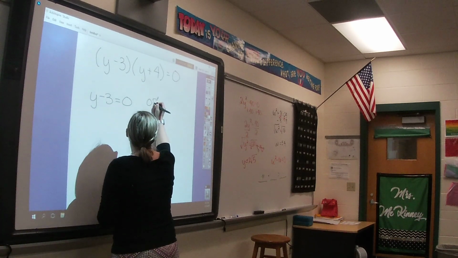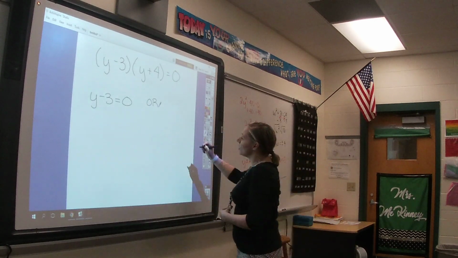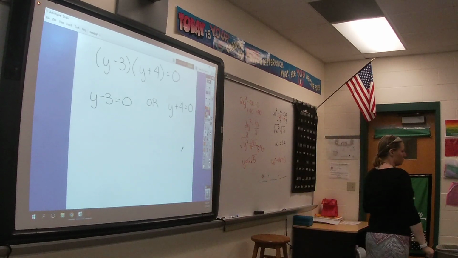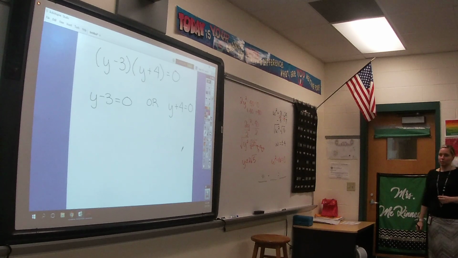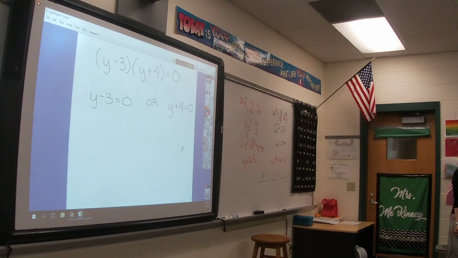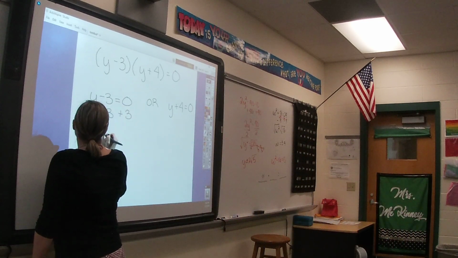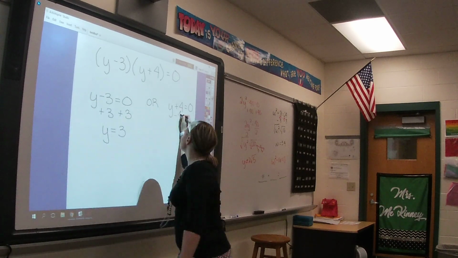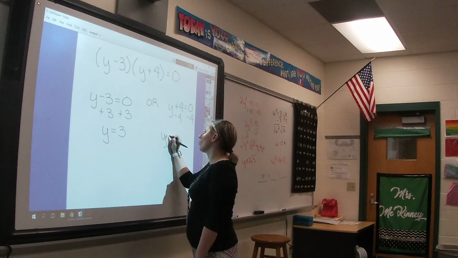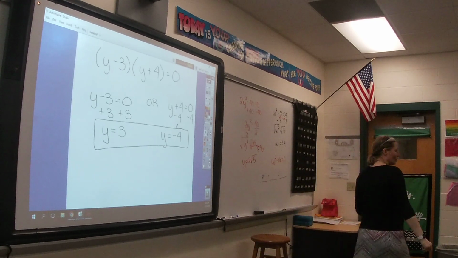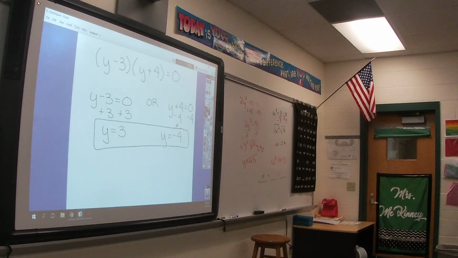or what's our second factor? y plus 4. y plus 4 has to equal 0. What do we then do with these two things? Solve them. Are we okay on that one?